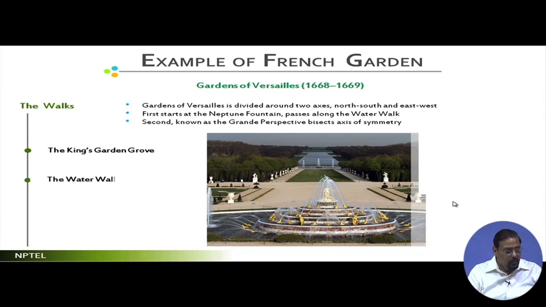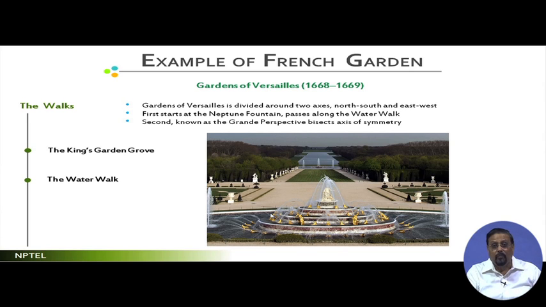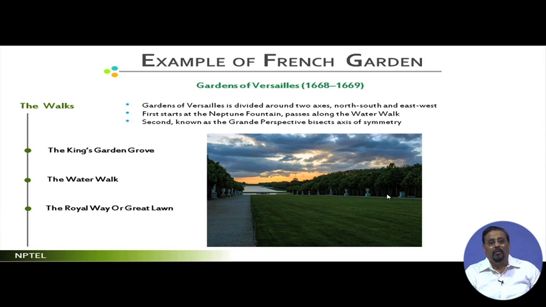Okay. Then the water walk, the fountain leading gradually down through the grass, and then the pathways on either side, sculptures wherever required, then leading to the water body and looking towards this. Then the Royal Way or Great Lawn. Essentially, looking at this picture, I hope you have a very clear idea of what kind of grandness they created with the vegetation, and it is green dominated.